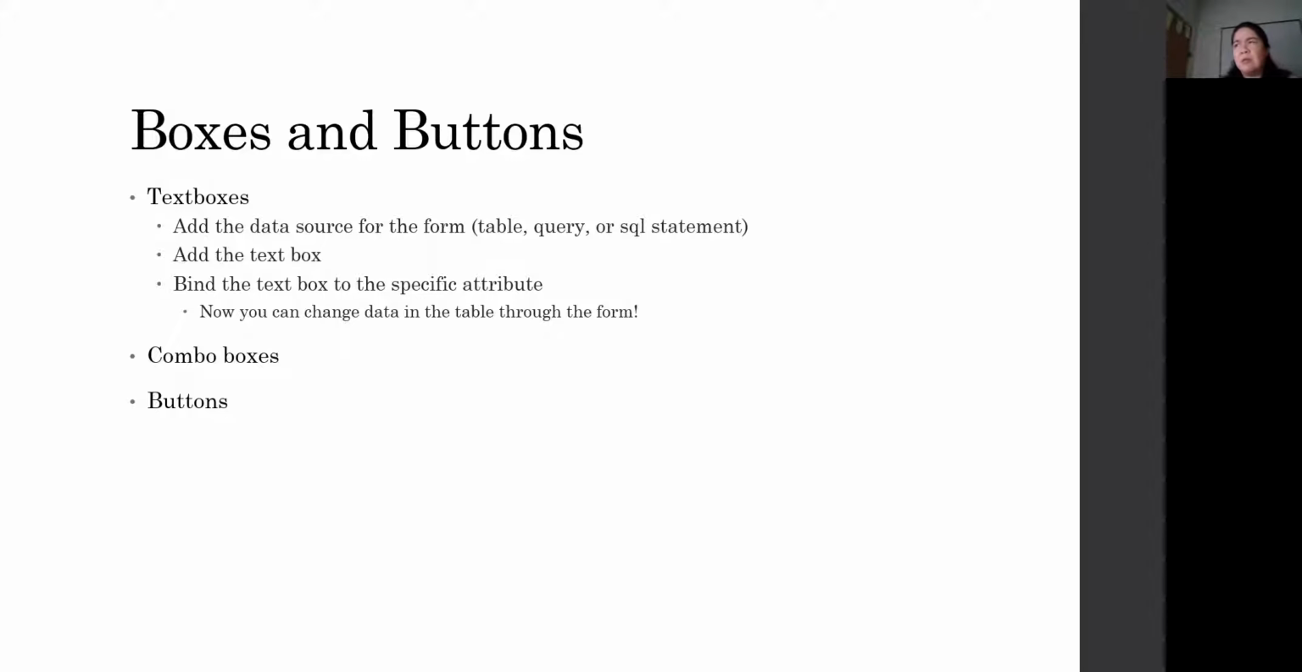Or you can create a SQL statement just for the form itself. Then you add the text box itself, and then you bind the text box to the specific attribute. This is going to look a little different depending on your platform, but the steps here are what you're going to follow. Okay, so I'm going to pause and switch over to Access so we can see what I'm talking about.